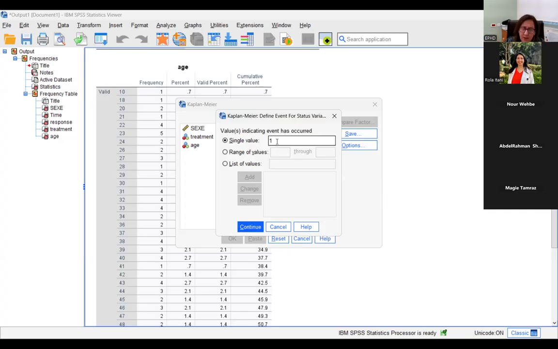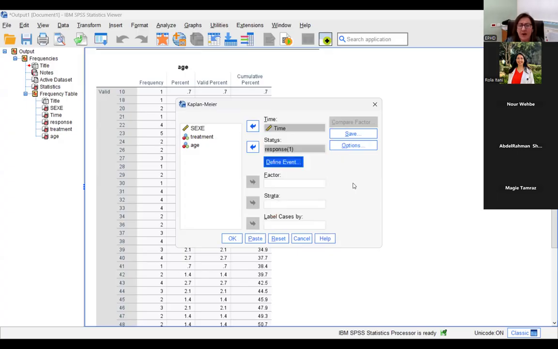Either you are looking for one event, which here I have only one, which is either relapse or no relapse. But sometimes the data is 0, 1, 2, 3, 4. So you might decide that any other event which relates to progression of the disease could be 1. So therefore, you have a range of values. Here we have only a single value.